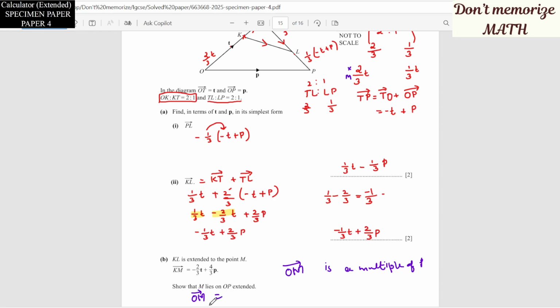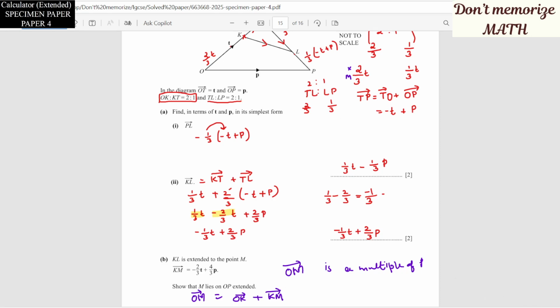So how will we reach OM? OM will be equal to OK plus KM, right? Triangular law. I will repeat one more time. OM will be equal to, the path is this, right? So OK plus KM. Sorry, it is KM. Okay, so we will just substitute what we got for OK.